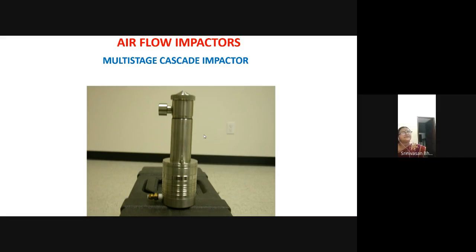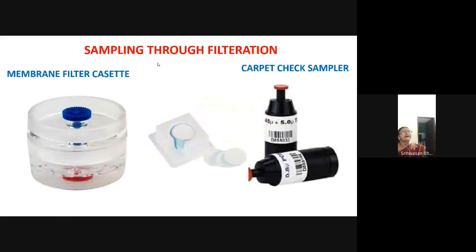So this is the multi-stage cascade impactor. Next is sampling through filtration. So when we talk about sampling through filtration, the filter membrane is the membrane which collects the airborne microorganisms, whether bacteria or fungi.